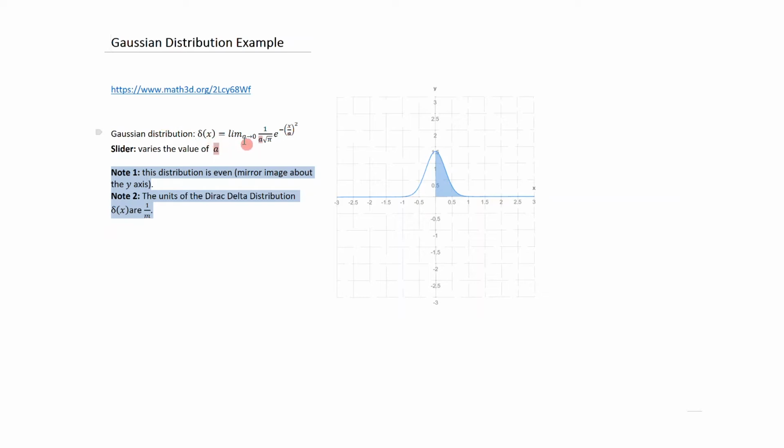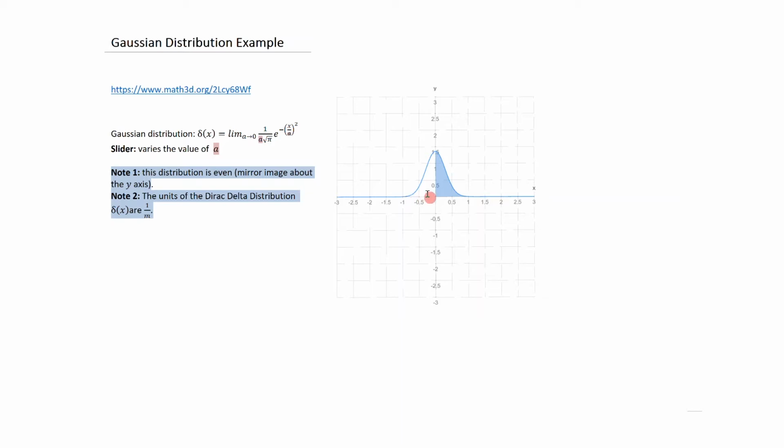It will involve a limit of this value a going to 0, 1 over a square root of pi, e to the minus x over a squared. And what we do is we let a go to 0. Now, if a goes to 0, this term goes to infinity, and the width of this shape gets smaller and smaller. So with a getting smaller, this peak gets larger and the width gets smaller. So effectively you'll end up with a value of 0, except at x equals 0, where you'll end up with this spike that goes to infinity.